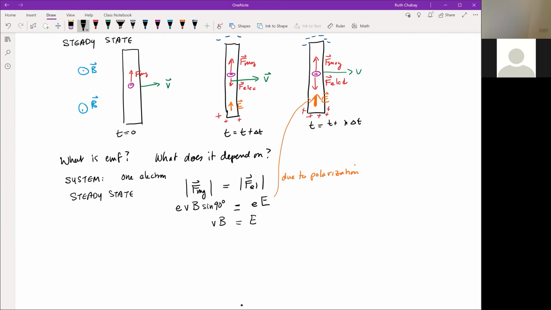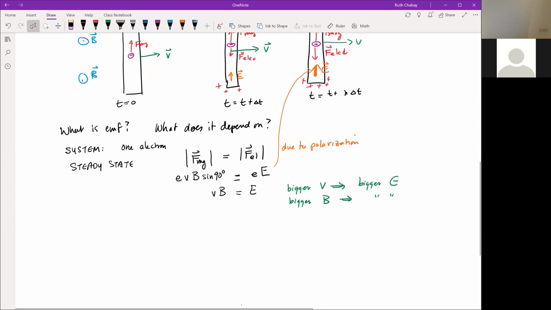So therefore, a bigger v gives us a bigger E, or a bigger applied magnetic field also gives us a bigger electric field. So knowing the electric field inside the bar, we can get the potential difference across the bar.